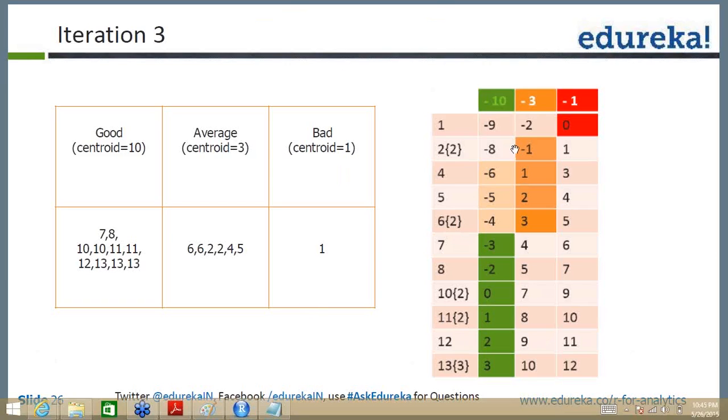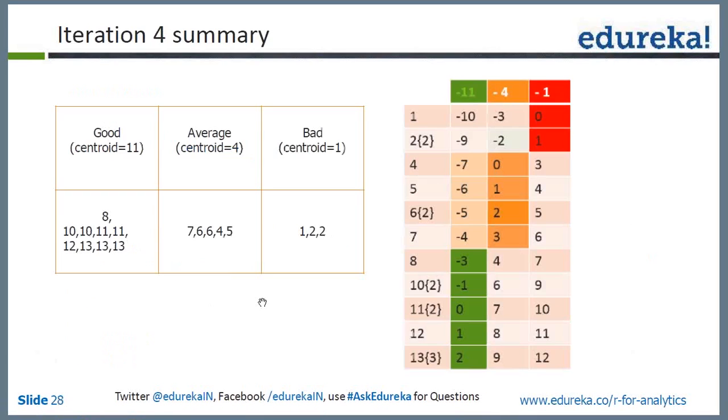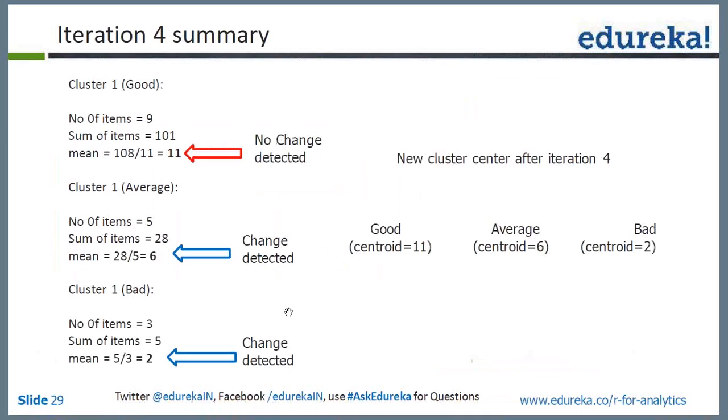Again, in iteration 3, look at this. Based on the centroid 10, 10 points shift to this cluster and 6 points shift to this cluster. The one remains the same here, and again there is a change detected in the third iteration. And if you see this again, here it becomes 9, here it becomes 5, and there is a shift of centroid here. Change detected, and here there is no change, so this cluster is more or less formed, right?